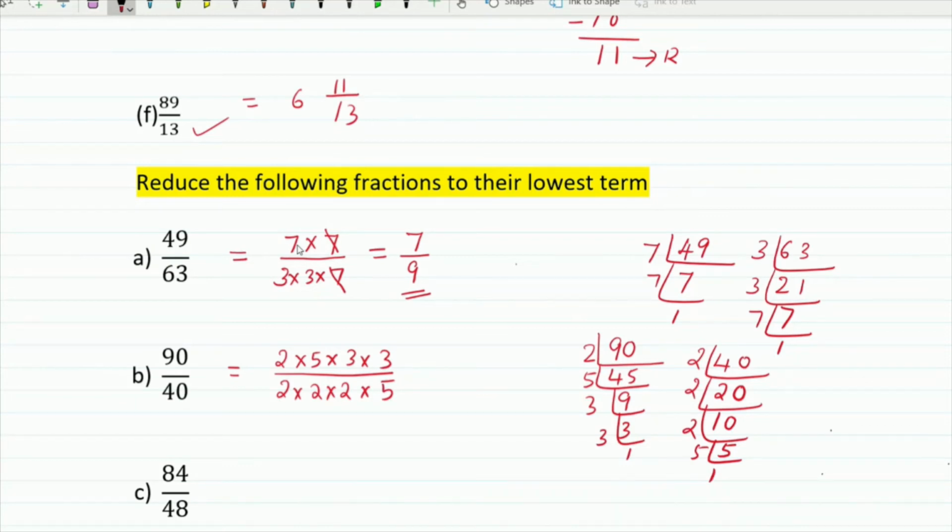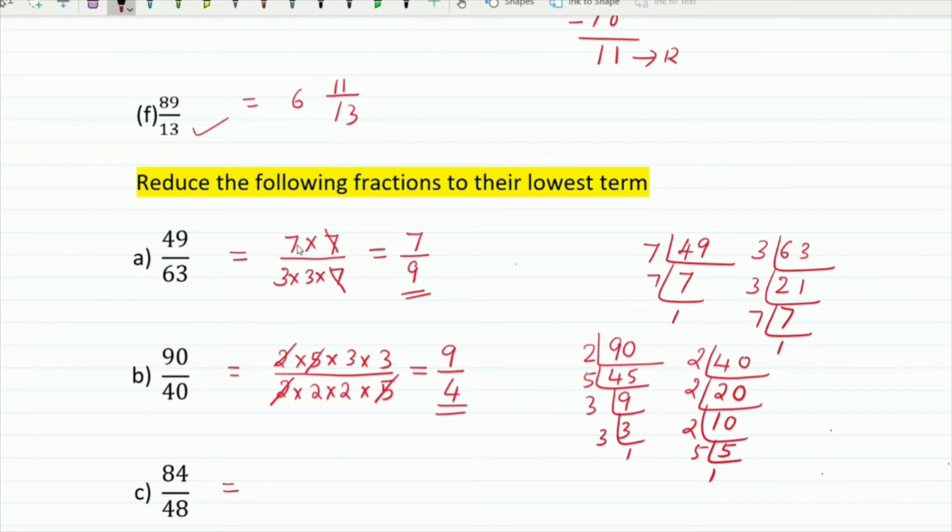Now we can cancel the common factors in the numerator and denominator. One 2 we can cancel, one 5 we can cancel. There is no 3 common to both the numerator and denominator, and no more 2 common. So we multiply the left out factors. In the numerator, 2 3s are there, 3 into 3 is 9, and in the denominator 2 into 2 is 4. So 9 by 4 is the lowest form of 90 by 40. Now we go to 84 by 48.